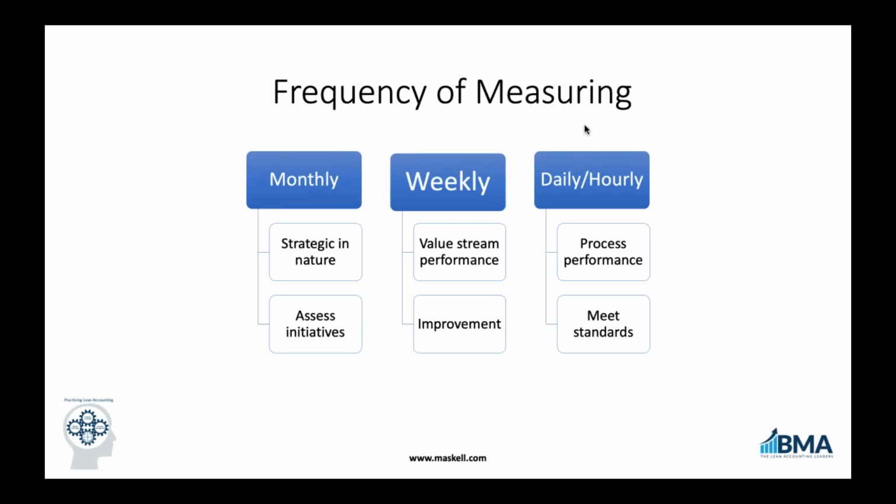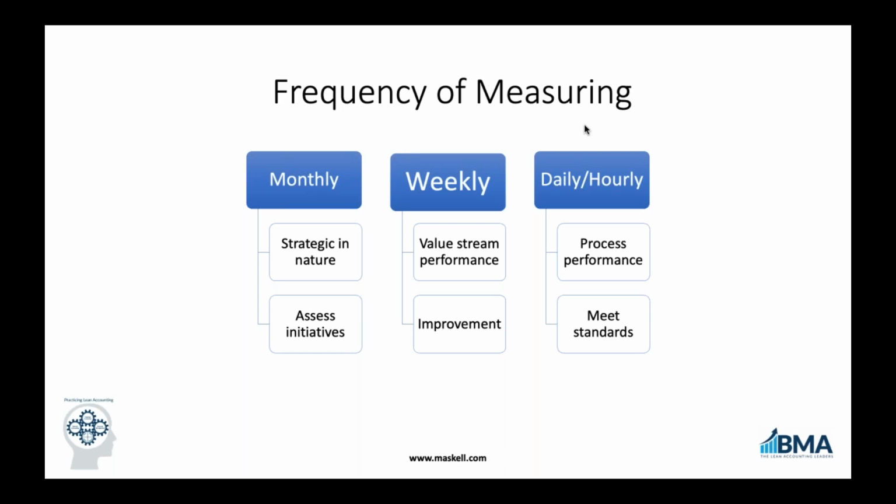And when I say production, I don't mean just manufacturing. I mean, accounts payable has to meet certain production rates in terms of processing invoices every day, for example. So that's the purpose of a daily or an hourly measure, because we need to recognize an abnormal condition fast and make the adjustment fast to get back on track.